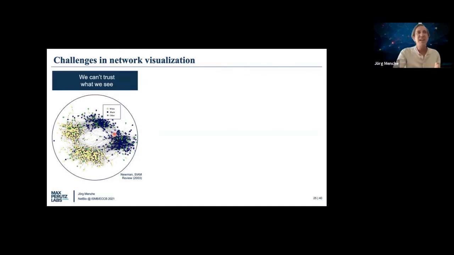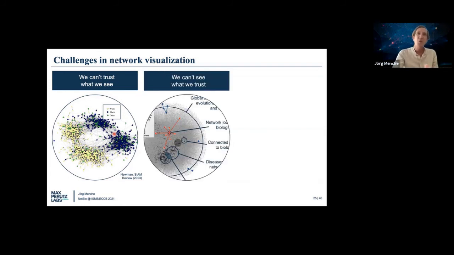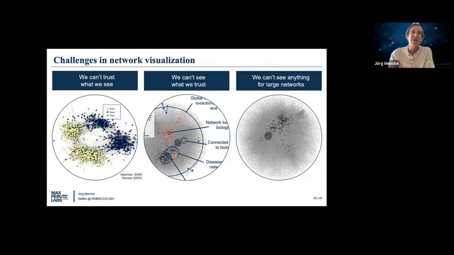So in essence, we really cannot trust what we see, and also the other way around, we can't quite see what we trust. So in the beginning, I showed you this map analogy, but actually I drew in all these neighborhoods and these centralities by hand, because if I had highlighted the respective genes in this spring layout, I wouldn't have seen anything, because more generally, if the networks are too large, we get into this hairball hell where we actually don't see anything at all anymore.